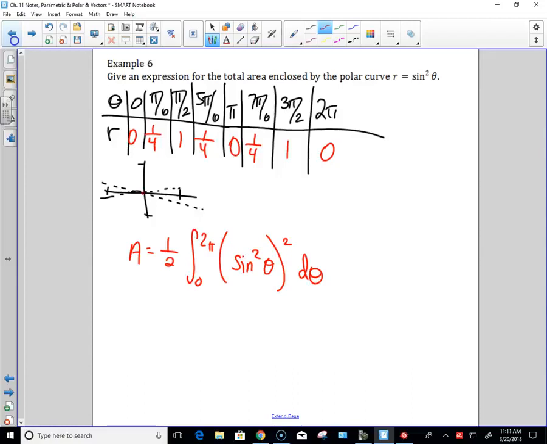So at 0, we're at 0, right? At pi over 6, we're at 1/4. We're not out very far. Then we're up here. Then we're back to 1/4. Then we're back here. Then we go 1/4. Then we go 1. Then we go.